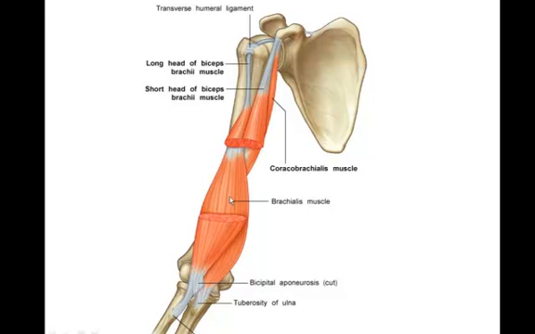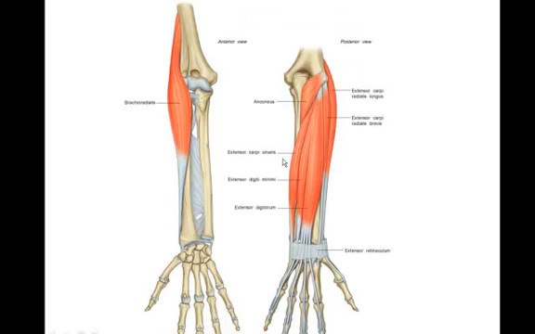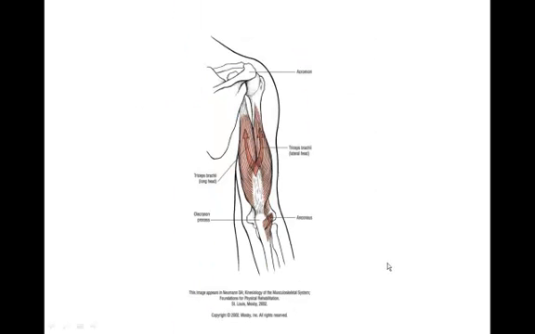Deep to the biceps, of course, is the brachialis. And then we can also see here on the side here the coracobrachialis. And then in addition, the last elbow flexor here is the brachioradialis.